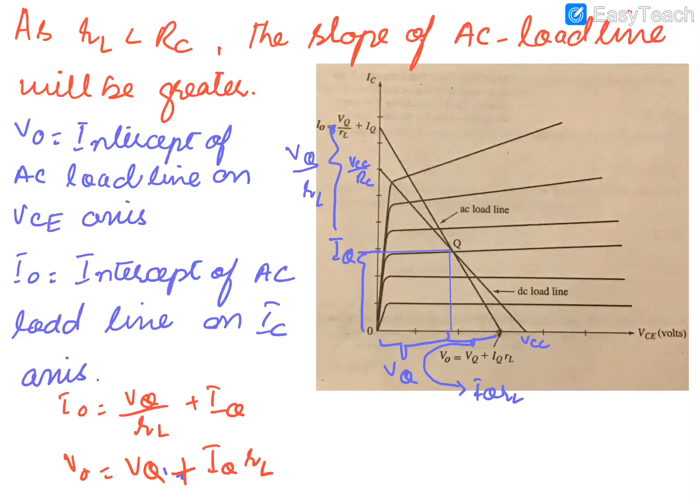Similarly, for this intercept of the AC load line, the intercept is equal to VQ, the Q point value of voltage, plus IQ times RL. This portion up to the Q point is equal to VQ, the Q point level of voltage, and the rest of the value is equal to IQ RL.